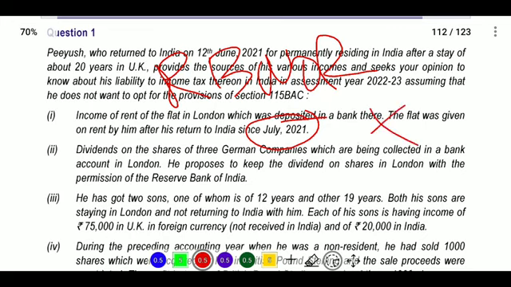Next, dividend on shares of 3 German companies, which are collected in a bank account in London, and he proposed to keep the dividend in London with the permission of Reserve Bank of India. So it is an investment outside India, and he is receiving the amount outside India, and he is a resident but not ordinary resident. So it is not taxable in India.